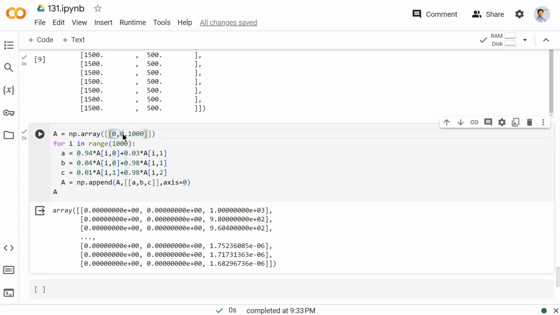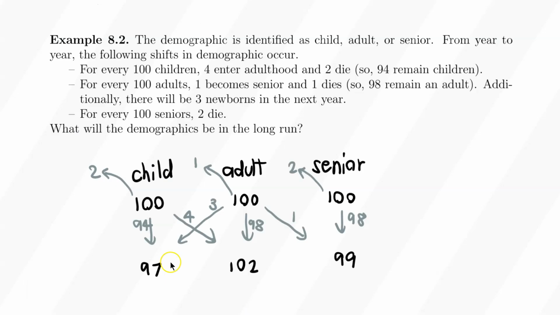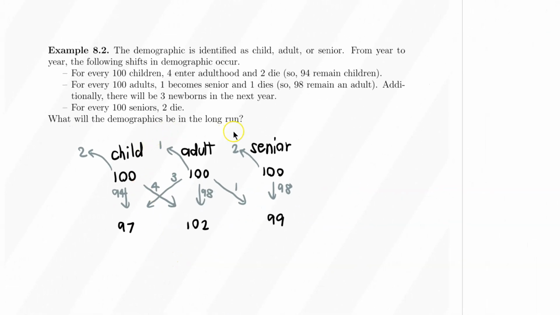Or, well, I can also try, like, let's say if I have just one children, one adult, and then one senior to start off with, it's going to be just a fraction anyway. Yeah, so it's still the ratio is 1 to 2 to 1. So it seems as if the demographic in the long run is going to be 1 to 2 to 1, or it's going to be just 0 to 0 to 0, so everyone just dies out. So we're going to see why this is the case later.